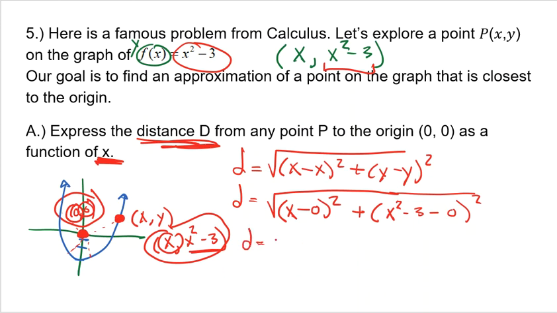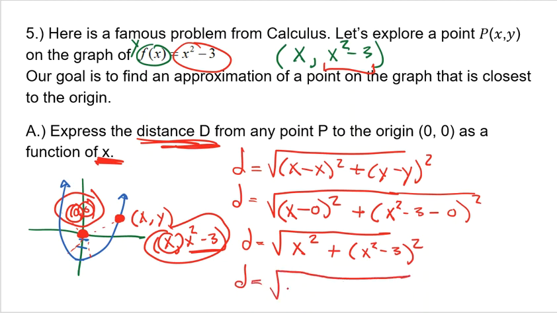So now if I just clean this up, I get x², obviously x − 0 squared is x². Plus, now I get x² − 3 minus 0, obviously I don't need to worry about that, squared. And now I just have to square that out. So I have x² plus, let's see here, if you need to do some dirty work, you know how much I love dirty work. So come to the side, (x² − 3) times (x² − 3). That's going to be x⁴ − 6x² + 9.